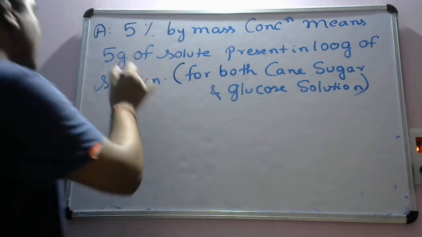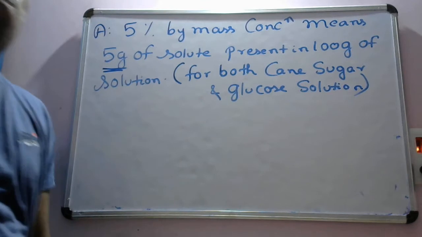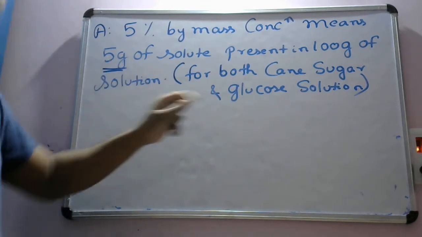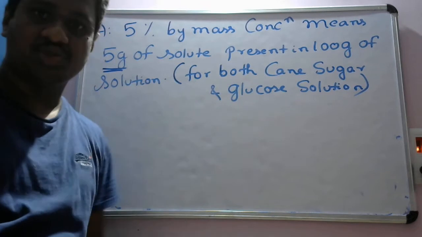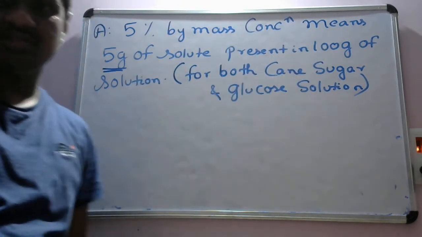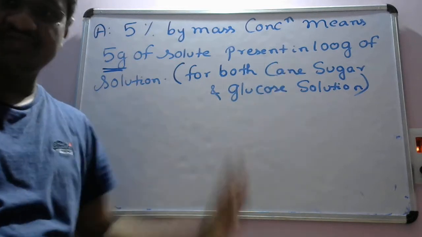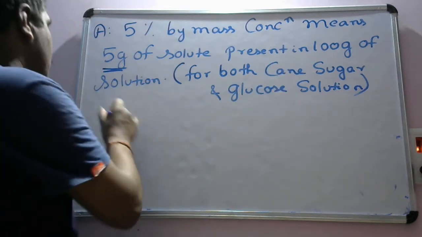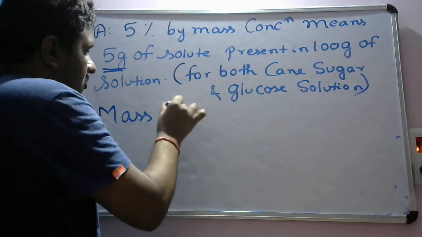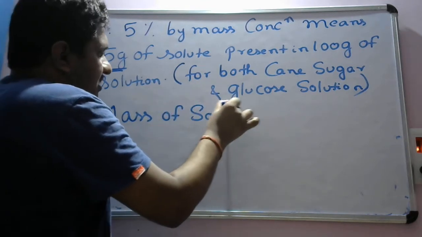So from here what do we get? Mass of solute is 5 grams, that is same for both cane sugar as well as glucose solution, and total mass of the solution is 100 grams, same for cane sugar as well as glucose. Now what will be the mass of solvent? Let us find out.